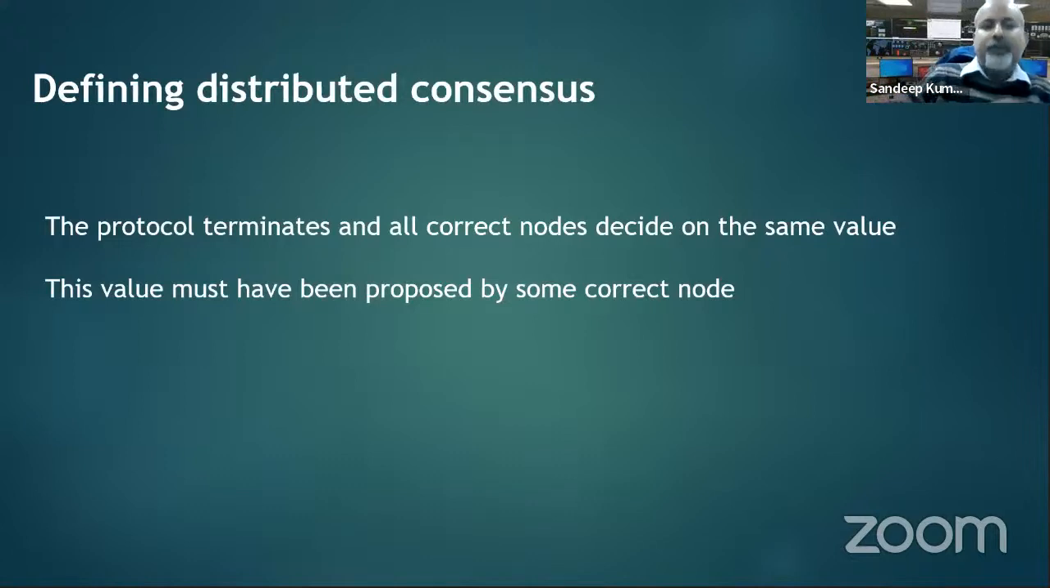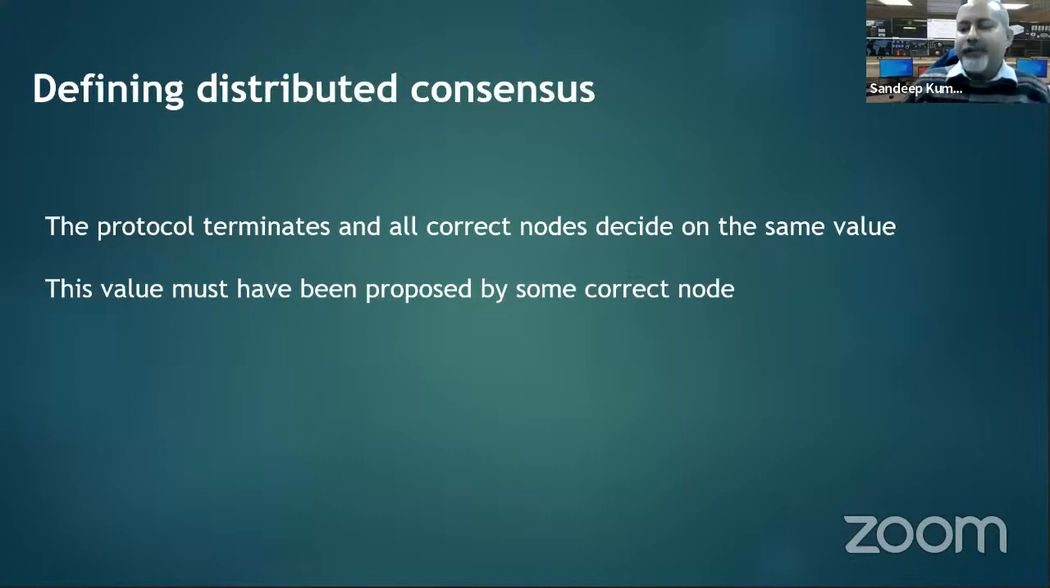So distributed consensus is a protocol that terminates, that is, it should not go into a cycle all the time. When it starts, it should finish in due time, and all nodes that are behaving honestly should decide on the same value.